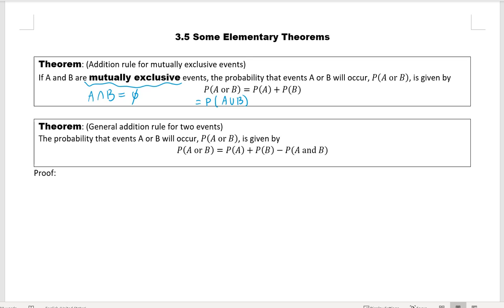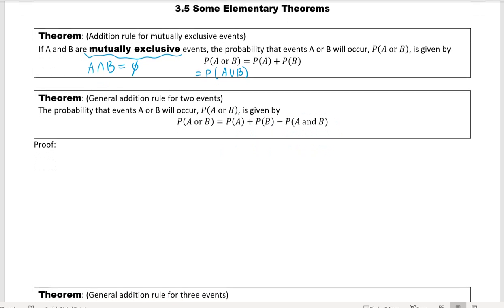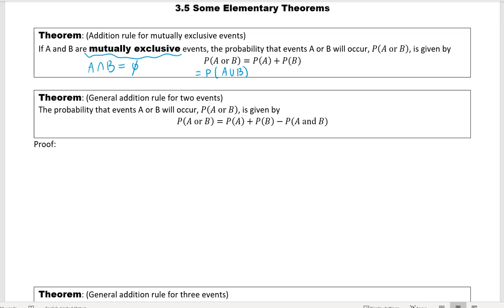And then we also have the general addition rule for two events. So the probability that event A or B will occur equals the probability of A plus the probability of B minus the probability of A and B. So why is that? Okay, let me draw a picture here, then you will understand.